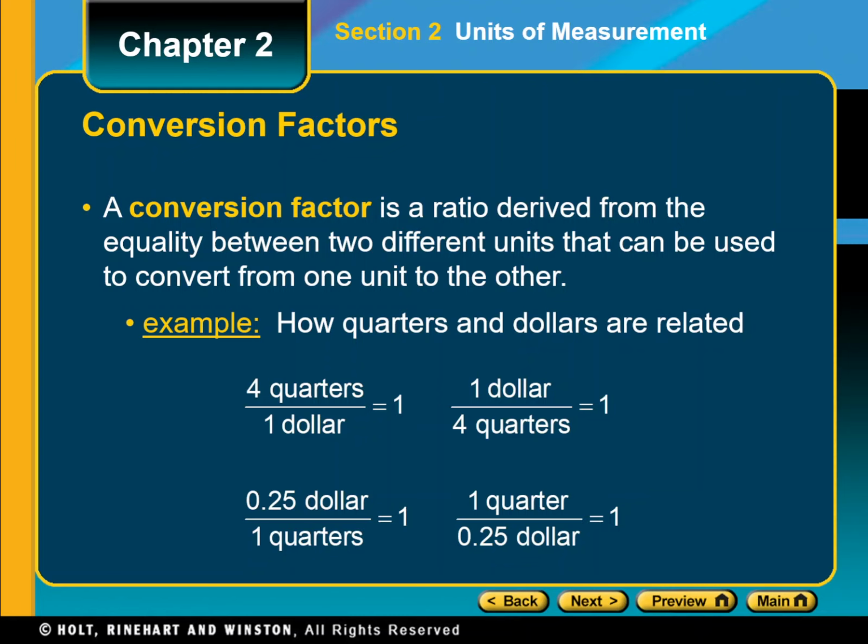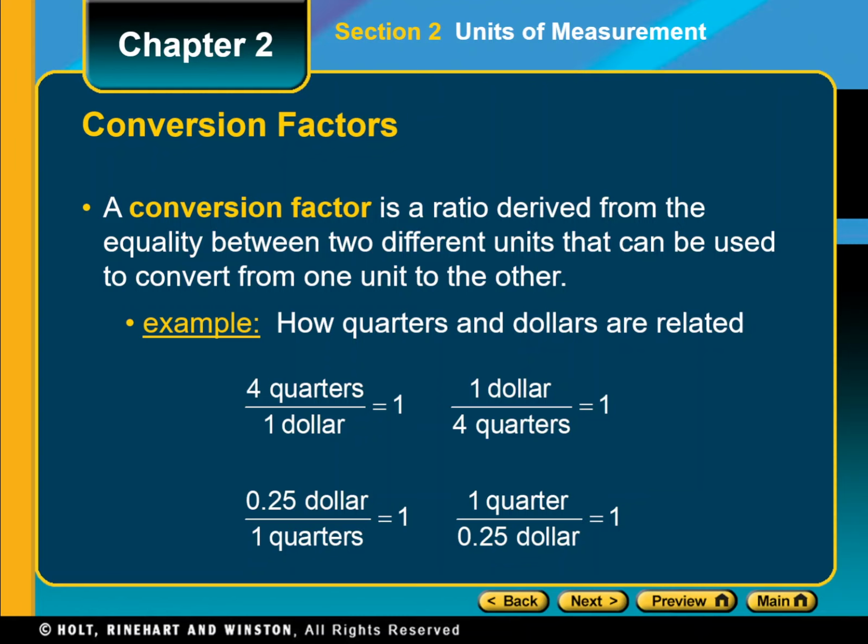Fourth main idea. Conversion factors change one unit to another. A conversion factor is a ratio derived from a relationship between two different units that can be used to convert from one unit to another. For example, suppose you want to know how many quarters there are in $12. To figure out the answer, you need to know how quarters and dollars are related. There are 4 quarters in a dollar. This fact can be expressed in many ratios, such as those shown at the bottom of your screen here.